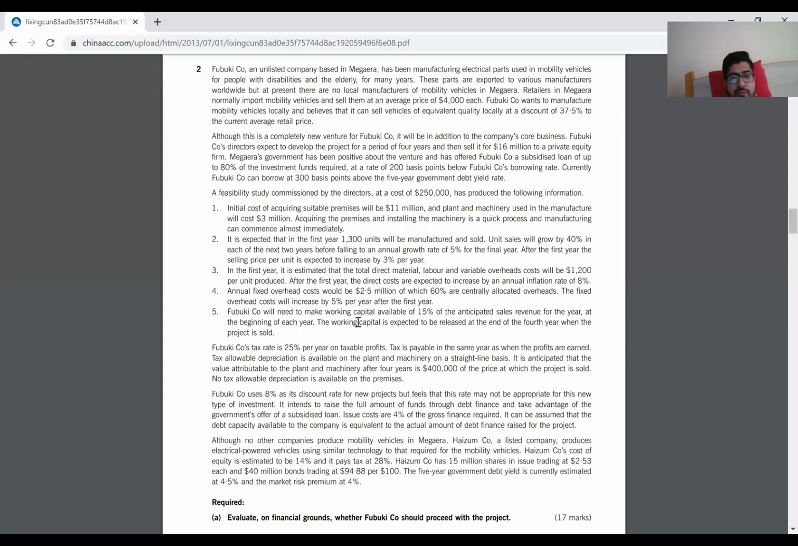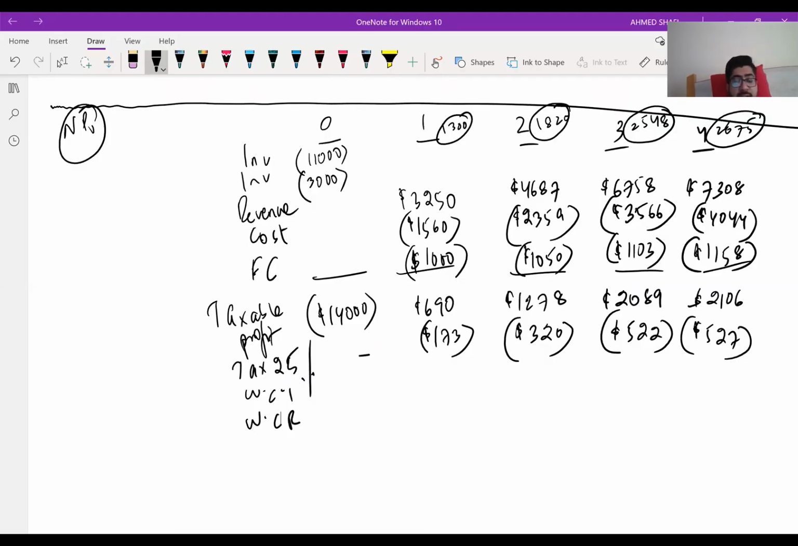For Bookie, we'll need to make a working capital available of 15% of anticipated revenue for the year at the beginning of each year. And working capital will be released at the end of fourth year. So you need to keep working capital at 15% of anticipated revenue for the year, at the beginning of each year.